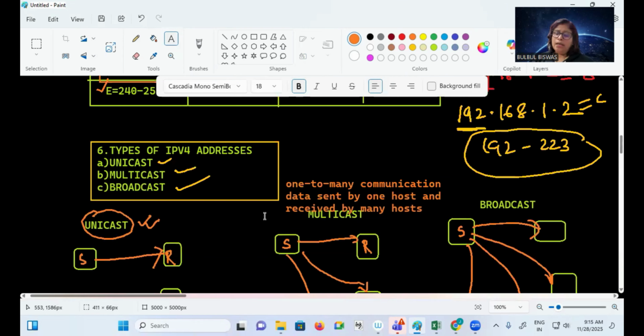When we go to the next topic, what is network address, broadcast address, and host address, at that time it will be very clear what unicast IP we are using and what broadcast IP we are using.